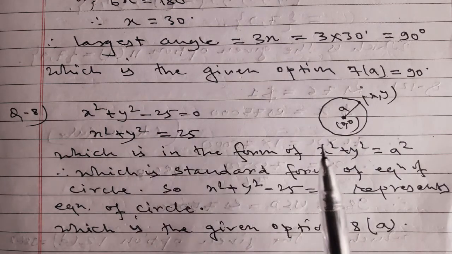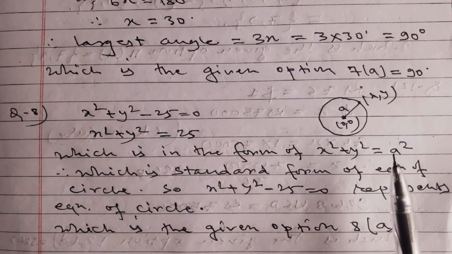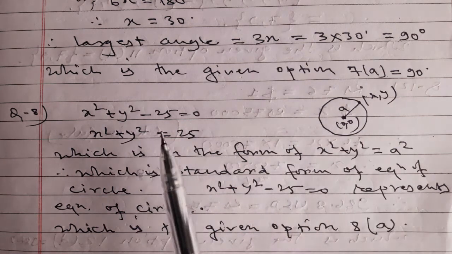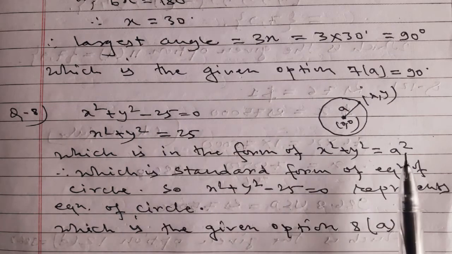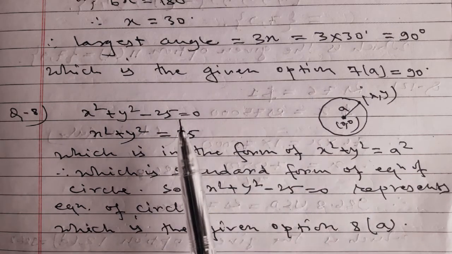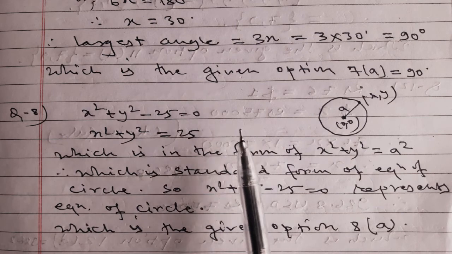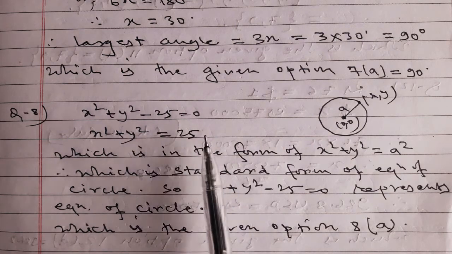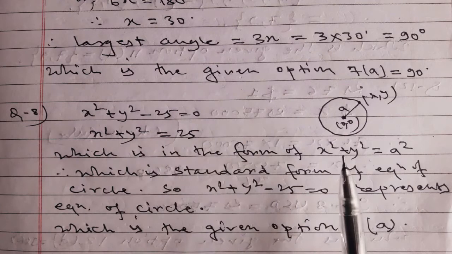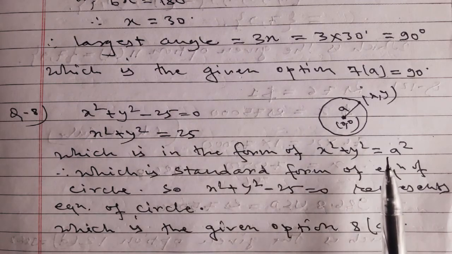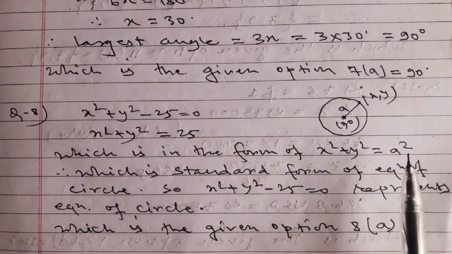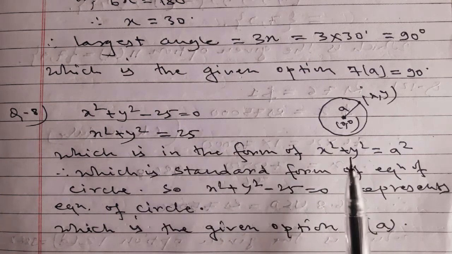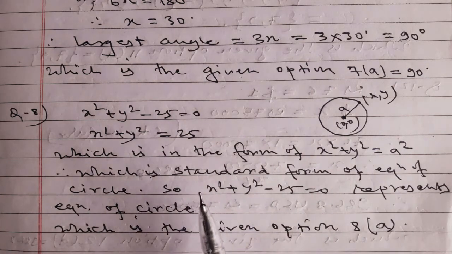We can easily change it into the form x square plus y square is equal to a square, which represents the equation of a circle in the standard form. Shifting minus 25 to the right hand side, we get x square plus y square is equal to 25, which we can compare with x square plus y square is equal to a square. So x square plus y square equals 25 is in the standard form, the equation of a circle.